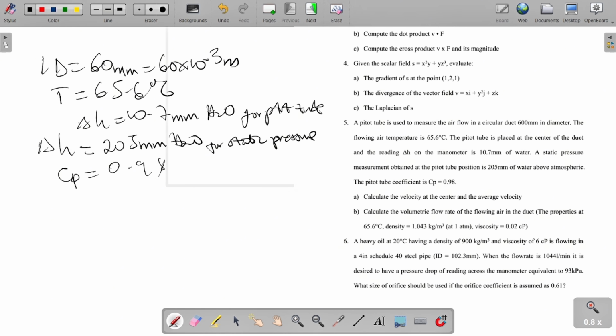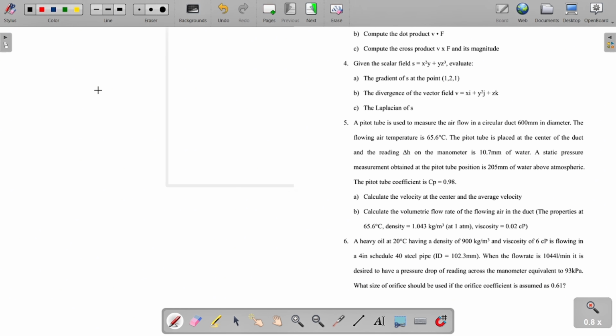Over here, the question actually gave us the properties. So we have the density, and we have the viscosity at the temperature that they give us, right? So our work will be very easy when we first find the static pressure in terms of Pascal. For the static pressure, we have change in H times the rho of water minus the rho of the substance, times the gravity.